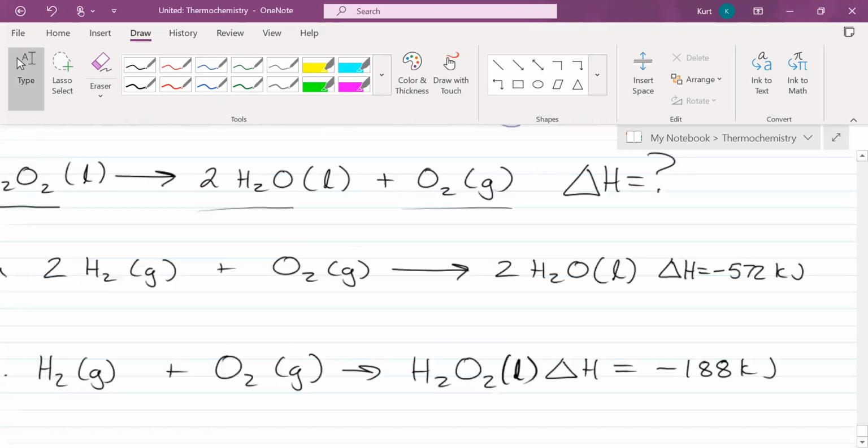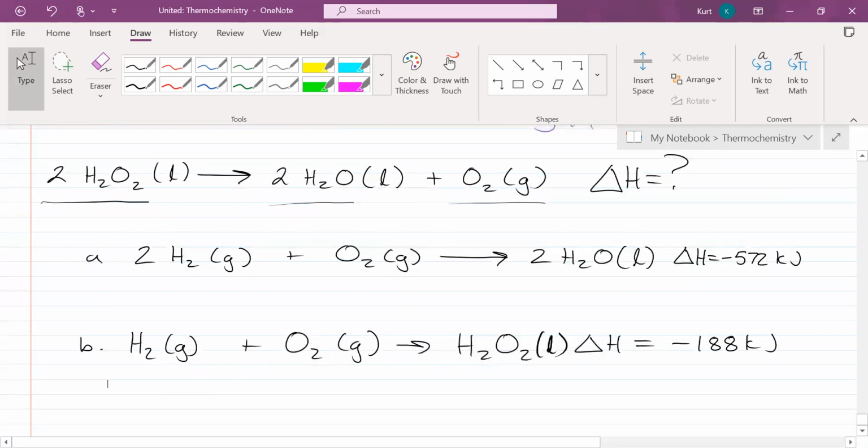Which of the equations that were provided has H2O2, A or B? B. Okay. I want you to look at the main equation. Is H2O2 a reactant or a product? It is a reactant. Where is H2O2 on equation B? So what do we need to do with equation B? We need to flip it. So that's what we're going to do again.